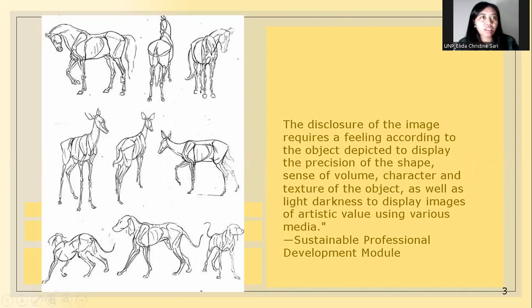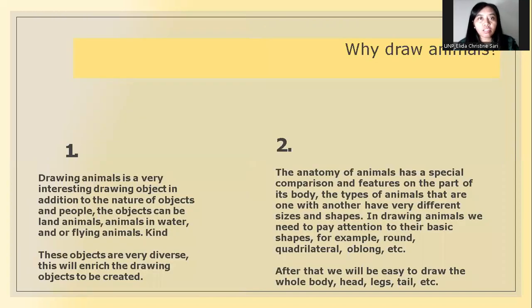So we can look at a horse from the front view, the back view, or from the side. We can see this is a dog, or any animal you can see. You must try to understand how to describe texture or anatomy or anything about the structure of the animal.